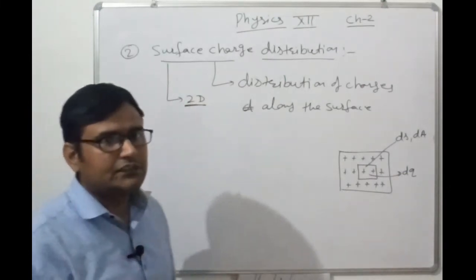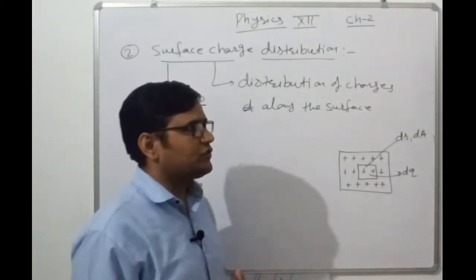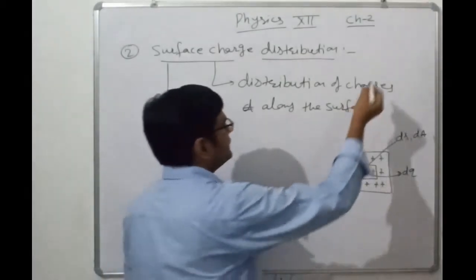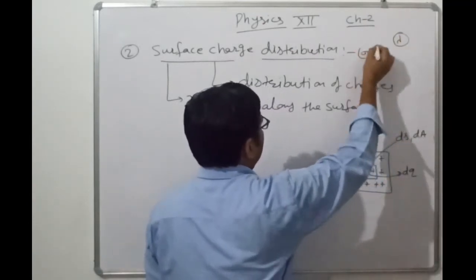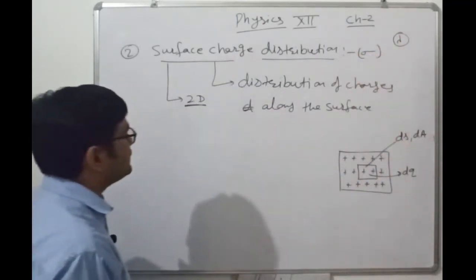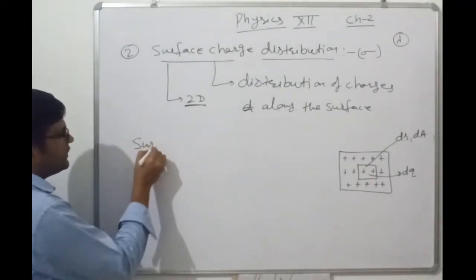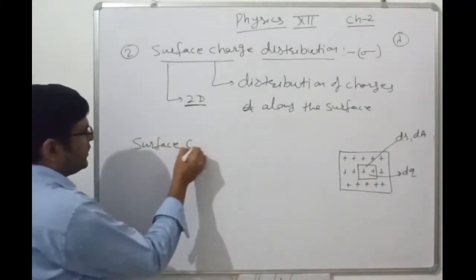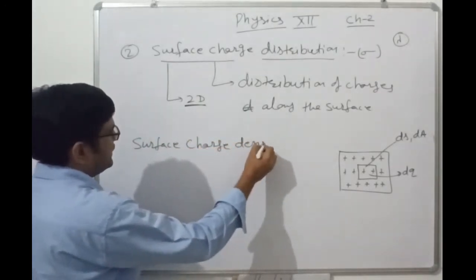Earlier the linear charge distribution, or the linear charge density, was the 1D distribution. Linear charge density is represented by lambda, but here it is represented by sigma. It is the surface charge density. Now we are talking about the surface charge density.